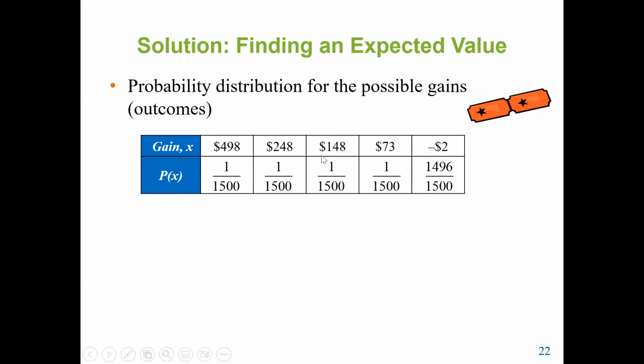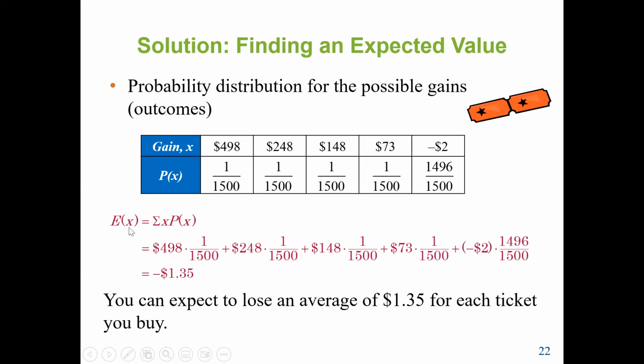Now, this will be our probability distribution. The probability of gaining $498, because you win 500 but you bought the ticket for $2, will be 1 over 1,500. Since we're going to get only one winner from each category, it will be 1 over 1,500. Then if 4 win, the remaining 1,496 cannot win.